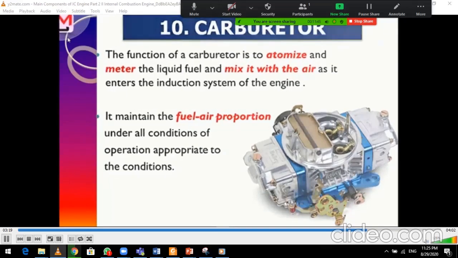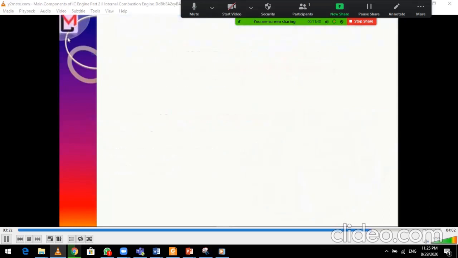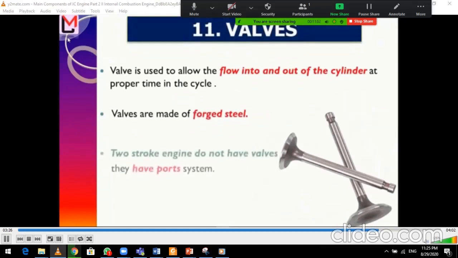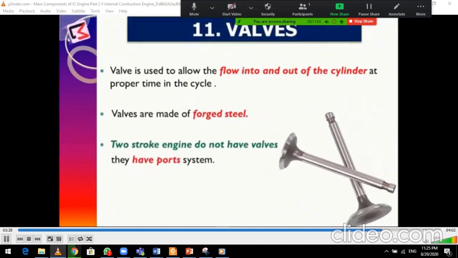Now we will learn about the valve. It is used to allow the flow into and out of the cylinder at the proper time in the cycle. Valves are made up of forged steel. In a two-stroke engine, ports are used instead of valves.